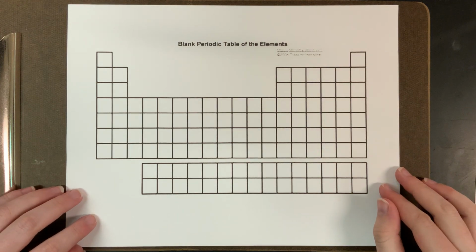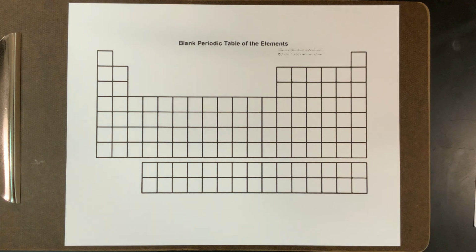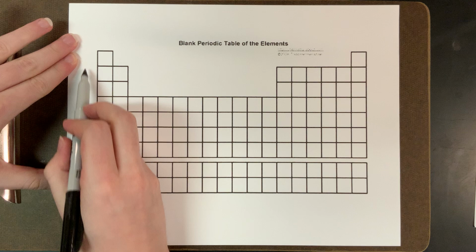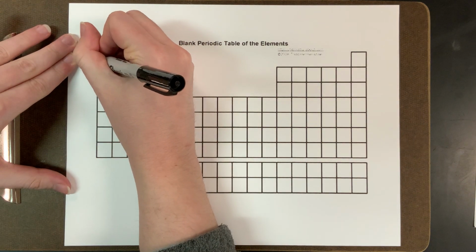Hey guys, we're going to take a look at the periodic table again and just review all of the information that we've talked about. So without further ado, let's dive right in. The first thing that we need to do is go through and label our groups and our periods. So on the far left-hand side, I'm going to number these 1 through 7.